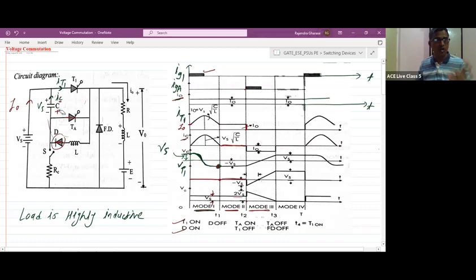Now let me draw the equivalent circuit during the mode 3.